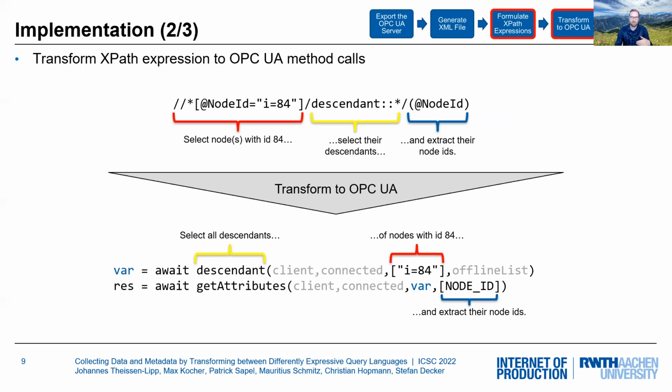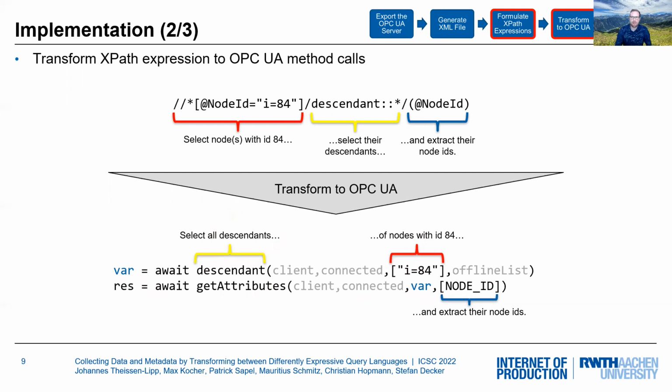provides methods for all the 12 XPath axes. So we basically have a method call, for example, for descendants, but also for the others. And then we basically map this query to a function call in the OpenCOA client. For this example, we select all descendants for the node ID 84, and store this in a variable, like with an asynchronous call. And then from there, we get the attributes for the node ID, which in the end will have the same semantics as the above shown XPath query.